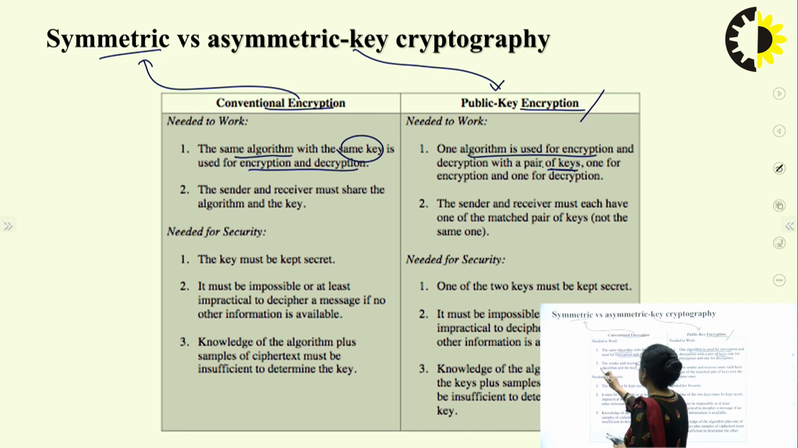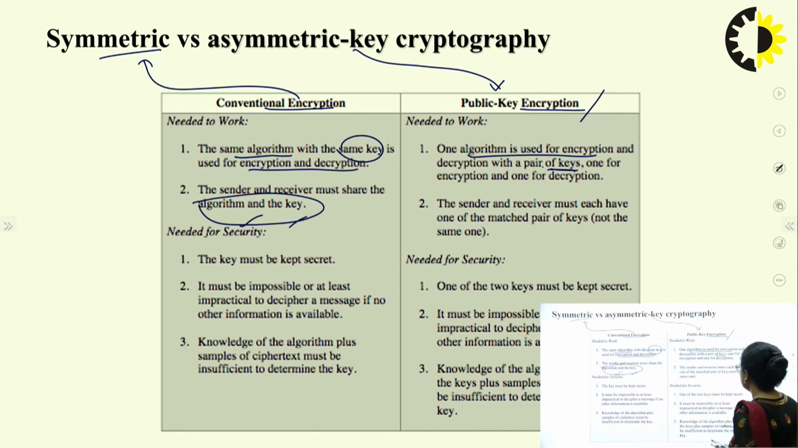In symmetric, the sender and the receiver share the same algorithm and the same key. Here they don't have the same algorithm and the same key, rather the sender and the receiver must each have one of the matched pair of keys. As I told you, the keys should be used in parallel. Like if someone is using the private key of A, for example, at the sender's part, just the other pair, that is the public key of A, will be used at the receiver's part.